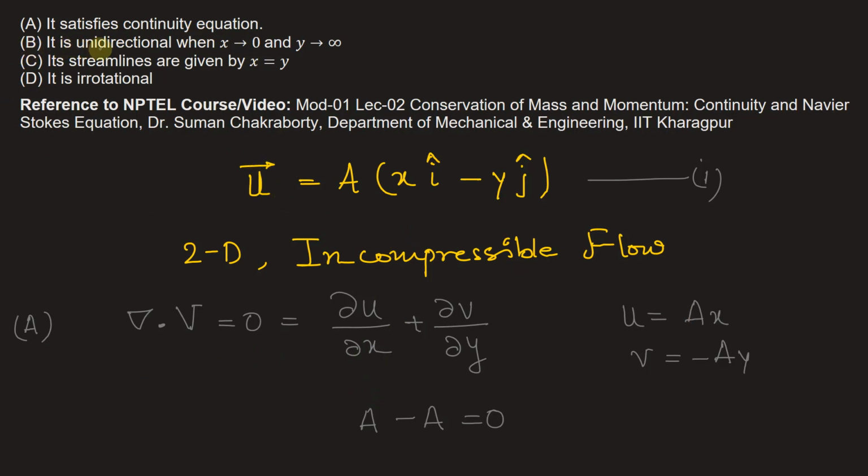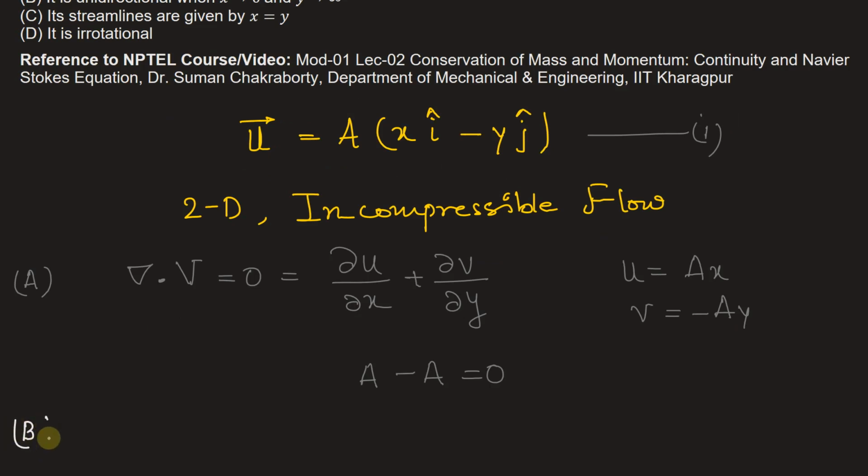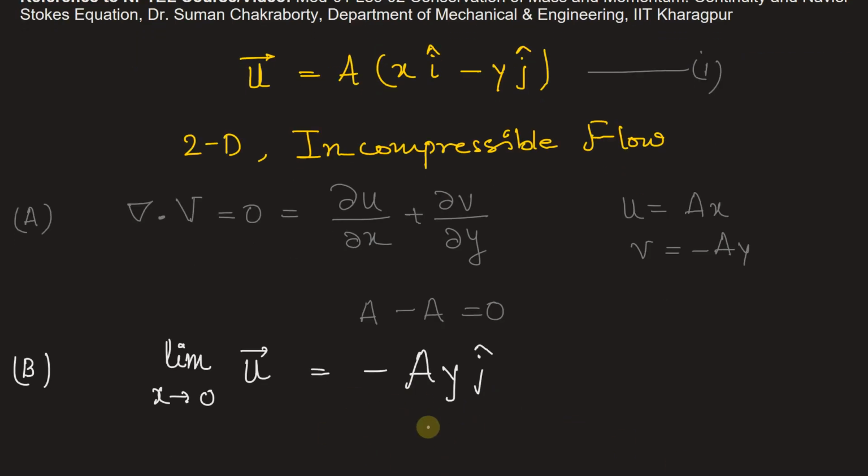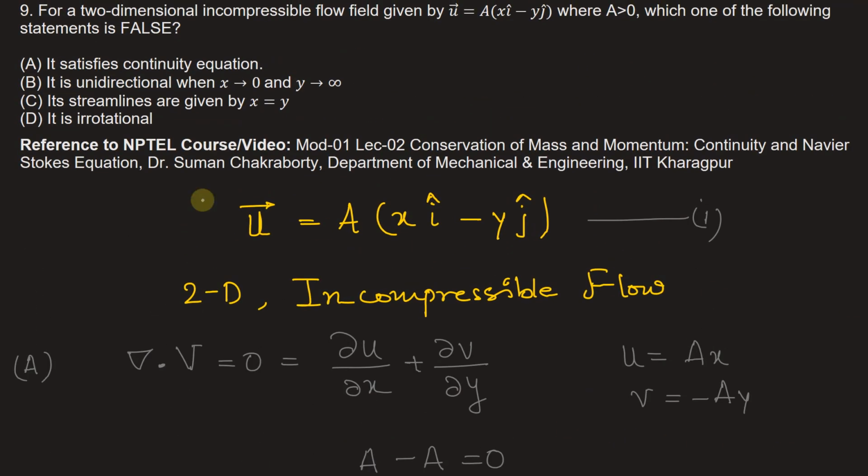Now option B is, it is unidirectional when x tends to 0 and y tends to infinity. Let's put the second condition here, limit x tends to 0 in this velocity flow field. So this will be equal to negative of a y j cap, and here if y tends to infinity, still the flow will go in only a single direction. So this statement B is also true. That means it is unidirectional.